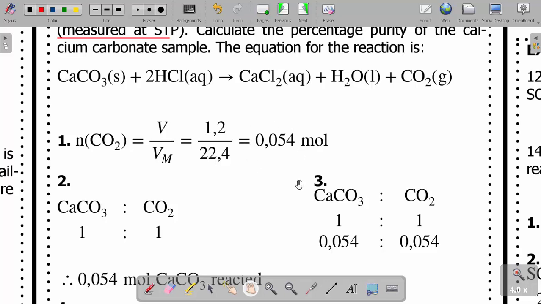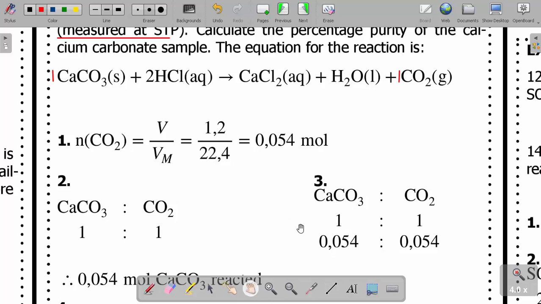Now because I have the moles of the gas produced, I can use the mole ratio to know the number of moles of calcium carbonate that reacted. Because this is 1 to 1, there is a 1 here and also another 1 here, so the mole ratio is 1 to 1. That means the moles of the gas formed are the same as the moles of calcium carbonate which reacted.